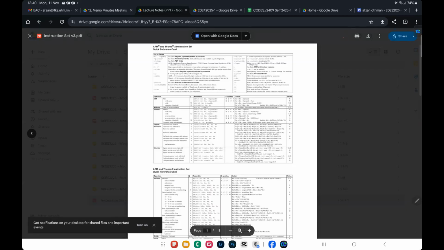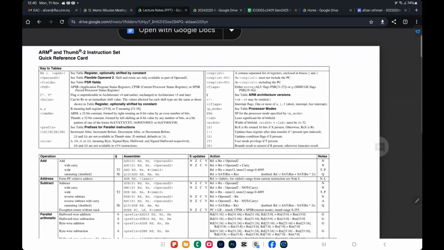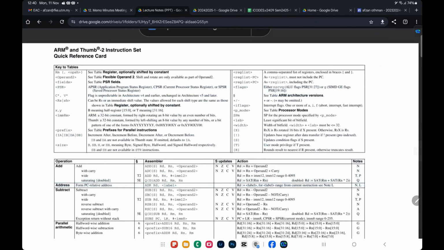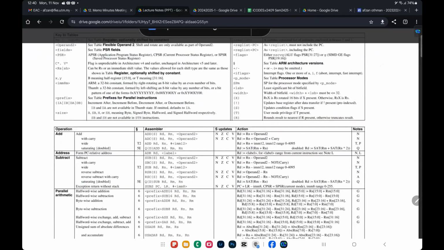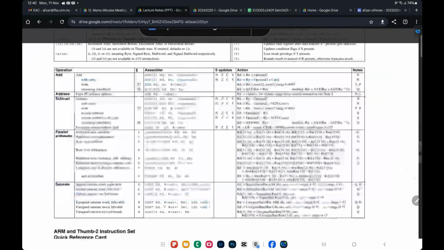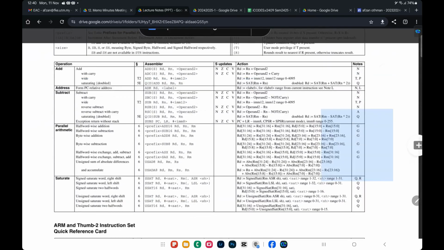For your information, this instruction set will be given to you during the test and the final exam. This is the instruction set. You do not need to memorize all the instructions. Just use the instruction set here. For example, I will give you examples.